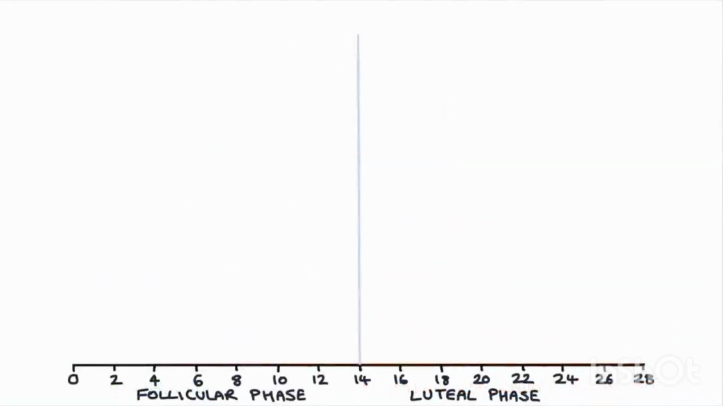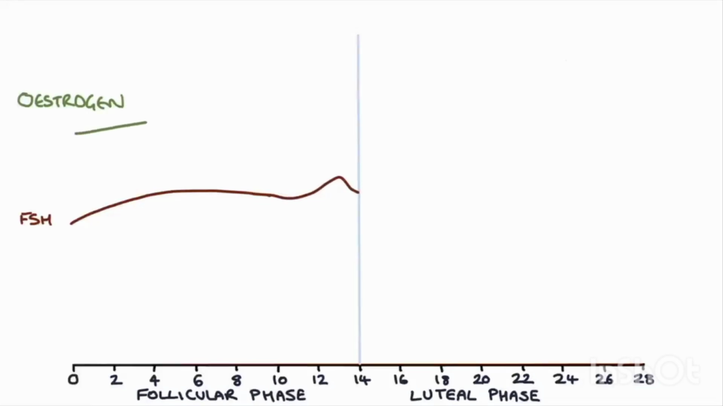So now I'm going to go through the levels of the hormones in the menstrual cycle on this diagram. FSH is released from the anterior pituitary at the start of the menstrual cycle, and this causes the development of the follicles. FSH slightly spikes prior to ovulation. Estrogen is released by those developing follicles, and it gradually rises as they develop and then falls just before ovulation as the follicle prepares to release the egg.